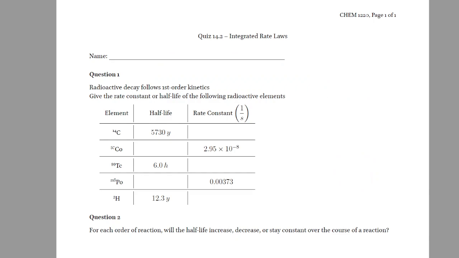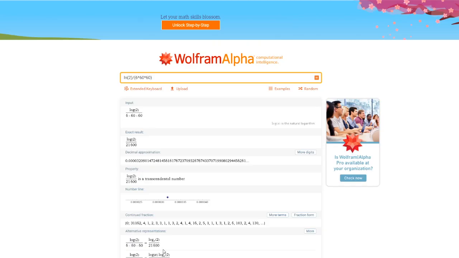The next one is polonium. Rate constant of only 3.73 times 10 to the negative third. Be interesting.